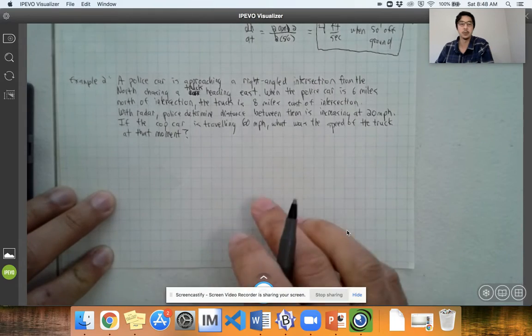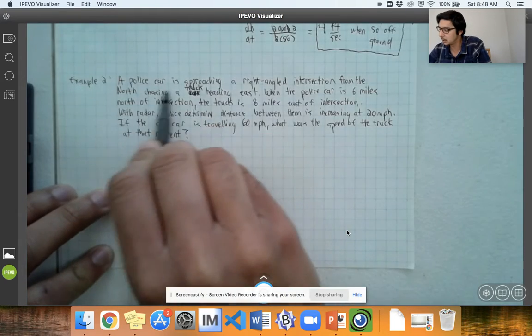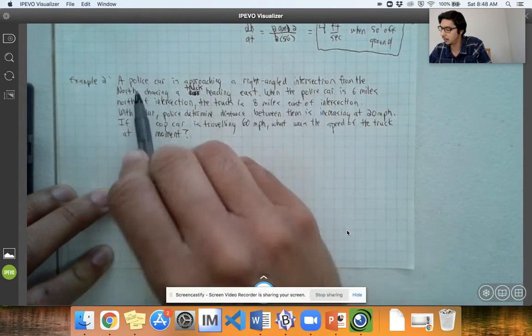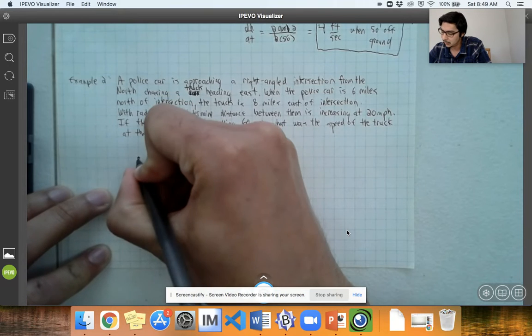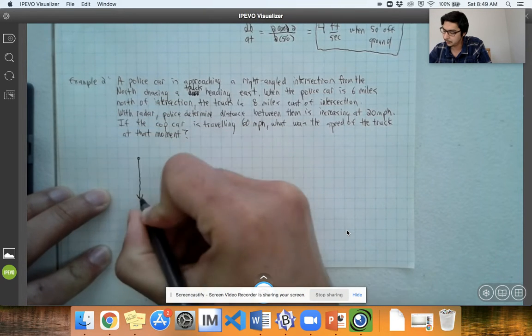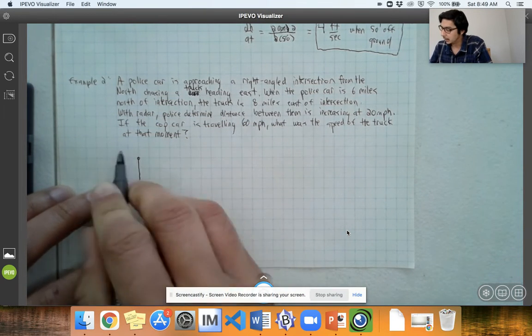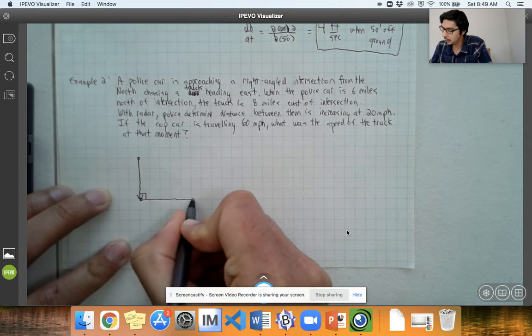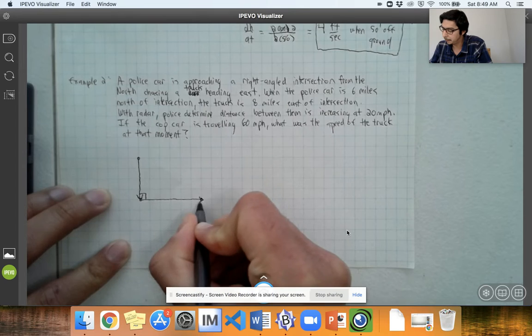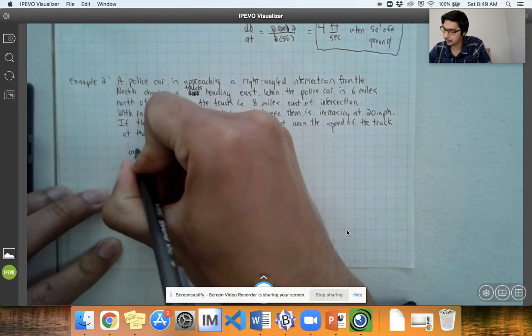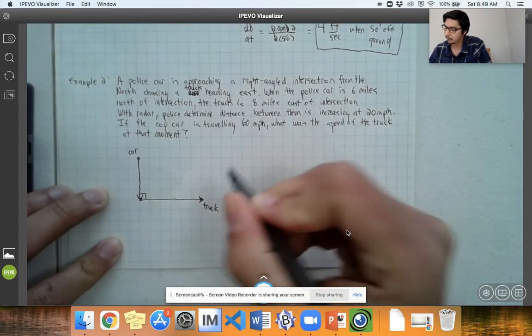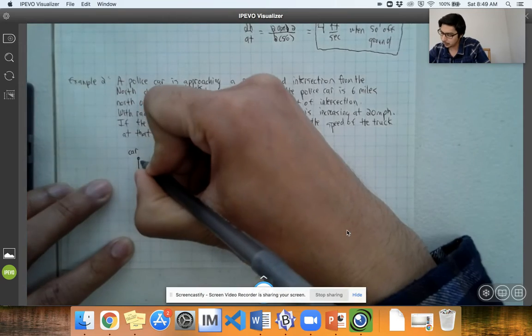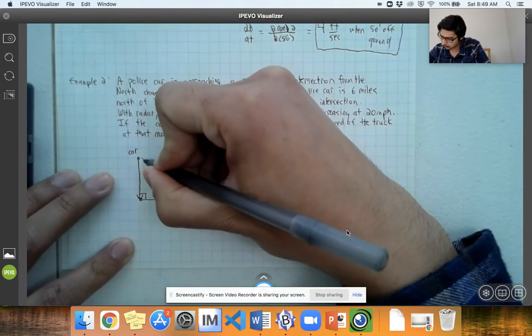So again, draw a picture first. So we have a police car approaching a right-angled intersection from the north. So from the north, it's approaching a right-angled intersection. And then another car is heading east. So this is a right angle, and that car is heading east. Now I'll put a point right there. So here's the cop car. Here's the truck. Okay, and we have a right triangle here that we can study.